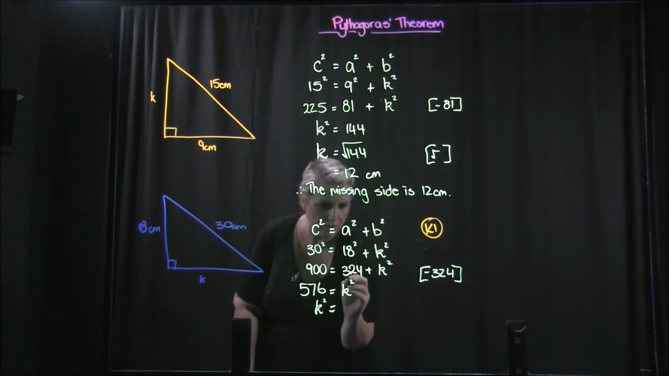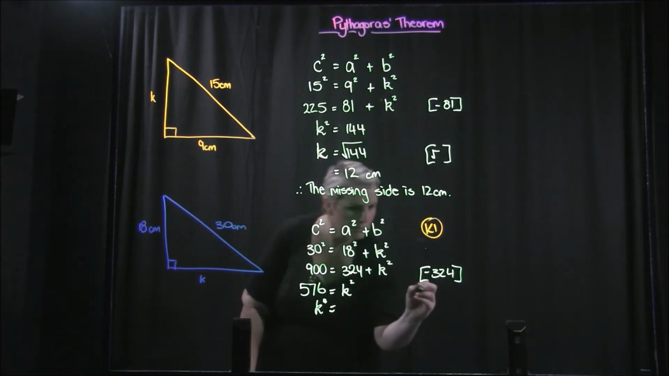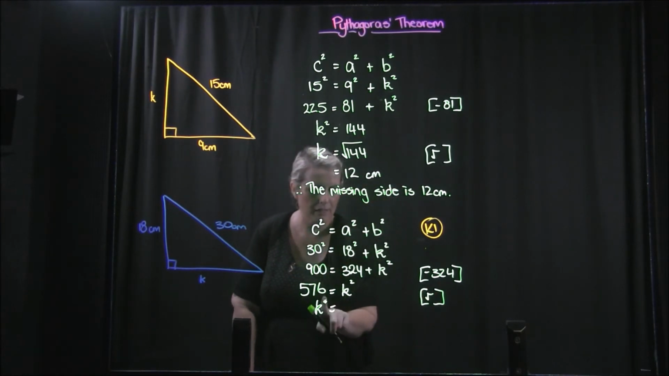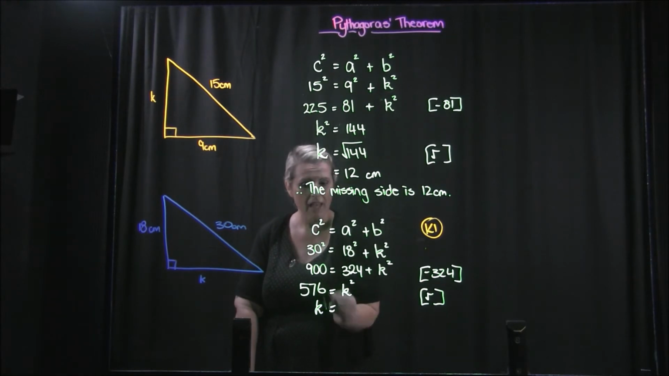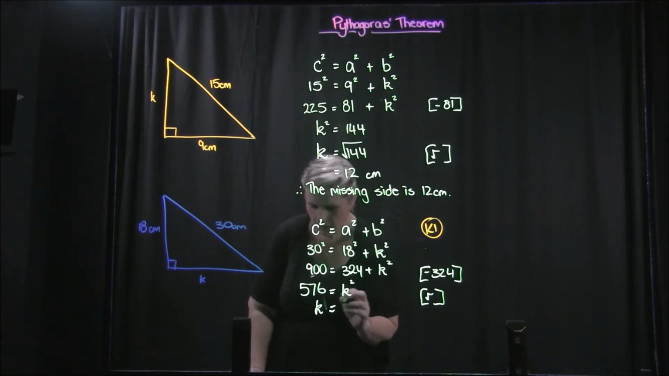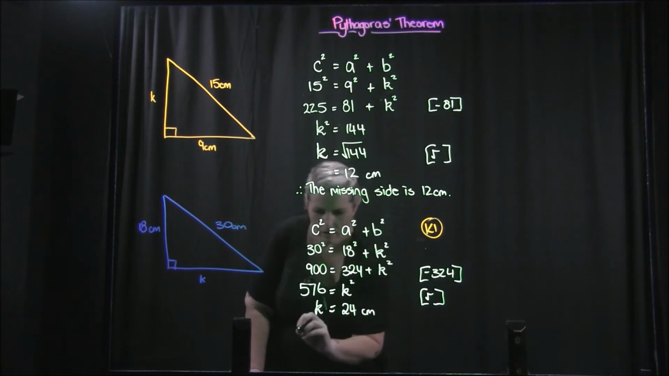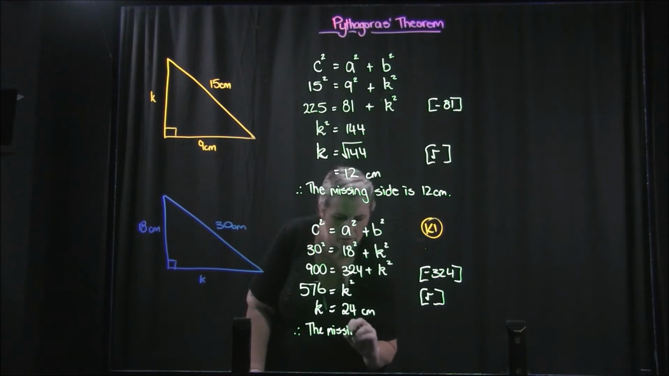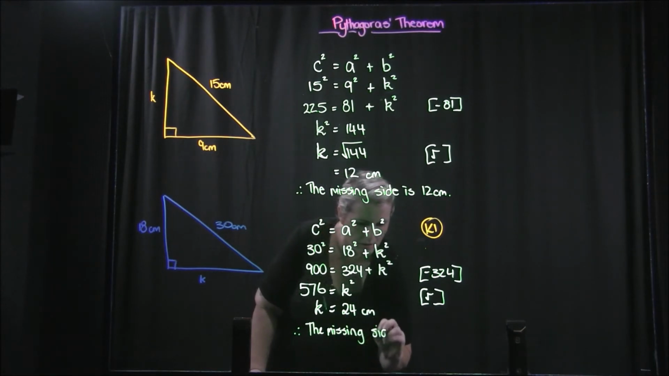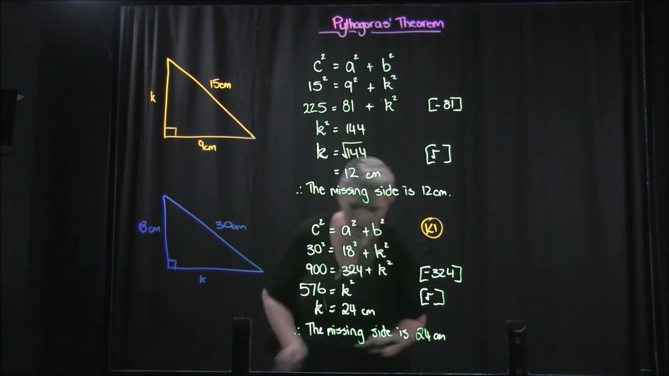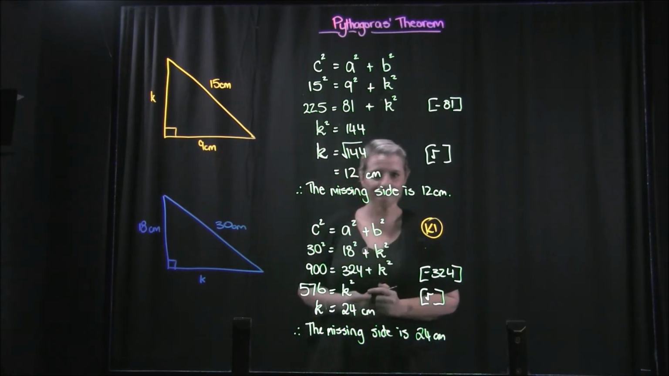To get rid of that squared, I'm going to take the square root of both sides. That will leave me with k, because k times k is k squared. And the square root of 576 is 24. Therefore, my missing side is 24 centimetres.